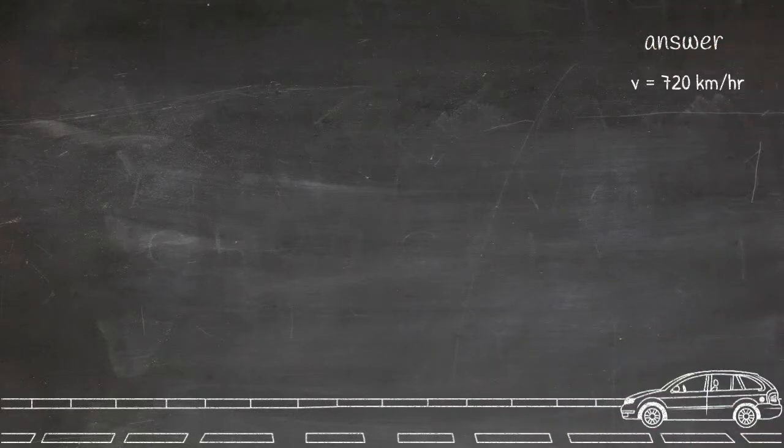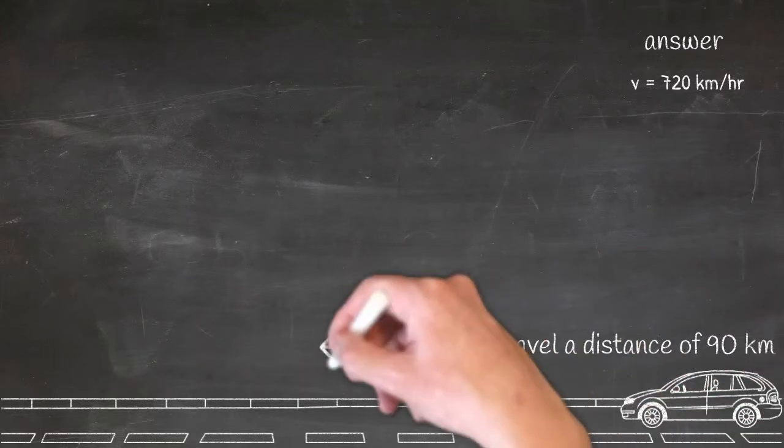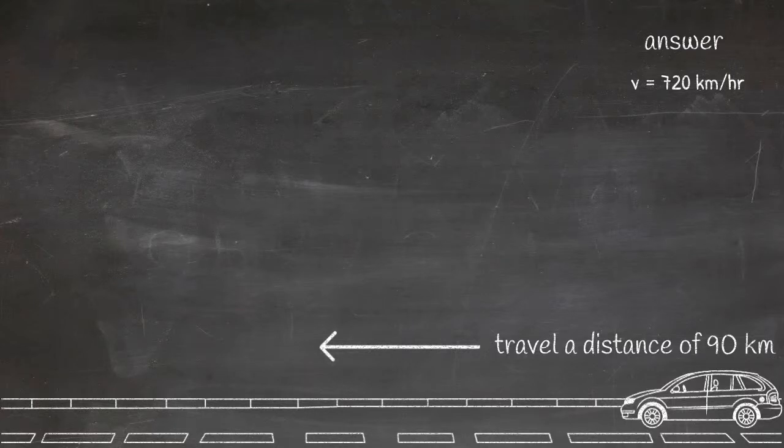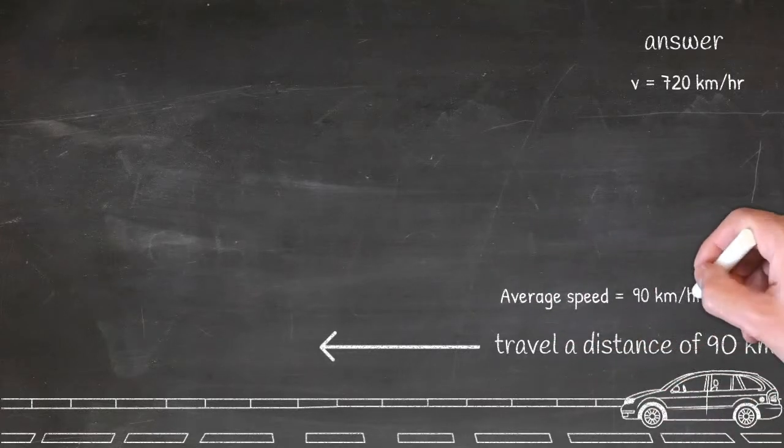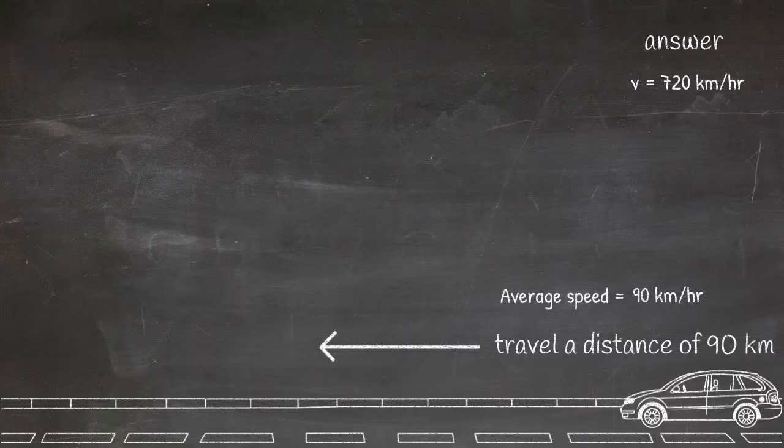Now, again, they didn't give us a total distance that we're traveling in this particular problem because it doesn't matter. We canceled out that d that I used in the numerator. So let's just pick a different distance. Let's say I'm going to travel a distance of 90 kilometers. This will make the math easier. And I want to use an average speed of 90 kilometers per hour.